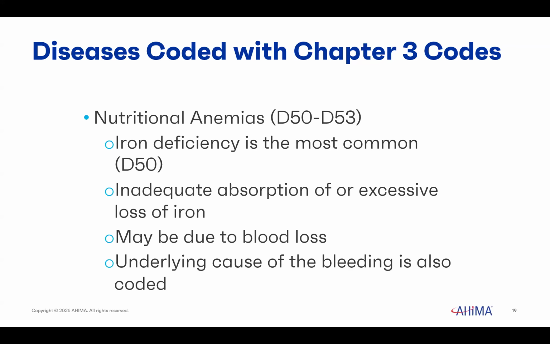Nutritional anemias are covered in code categories D50 through D53. Iron deficiency anemia is the most common of these. It can happen when you don't absorb enough iron, lose too much blood, or have an underlying cause that's also coded.